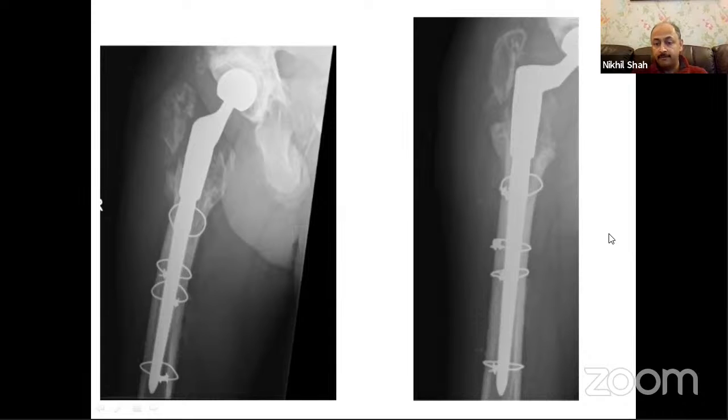So this gentleman came for a follow-up just last week. I have a video of him walking, which unfortunately I've not been able to attach to the PowerPoint presentation, but he walks with a very slight limp, and the limp is actually coming from an arthritic knee, not from his abductors.